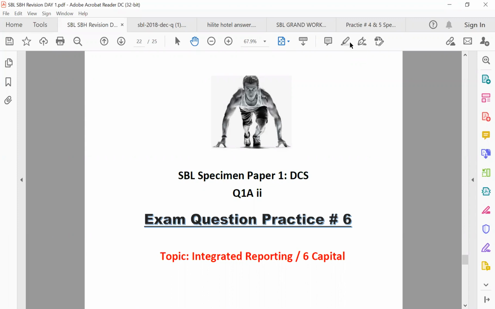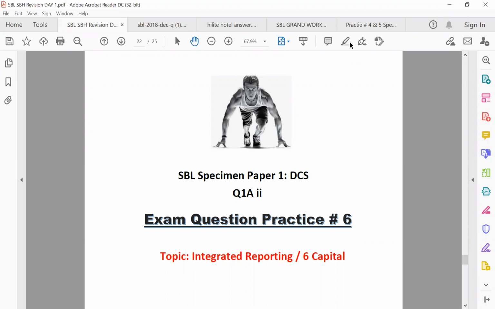Now remember one thing, this is the most important question, so I need your 100% attention, because if an integrated reporting question arises in your examination, which has a very good chance of coming into your examination, why? Because integrated reporting is all about society. This is something which is different from the financial reporting, right?